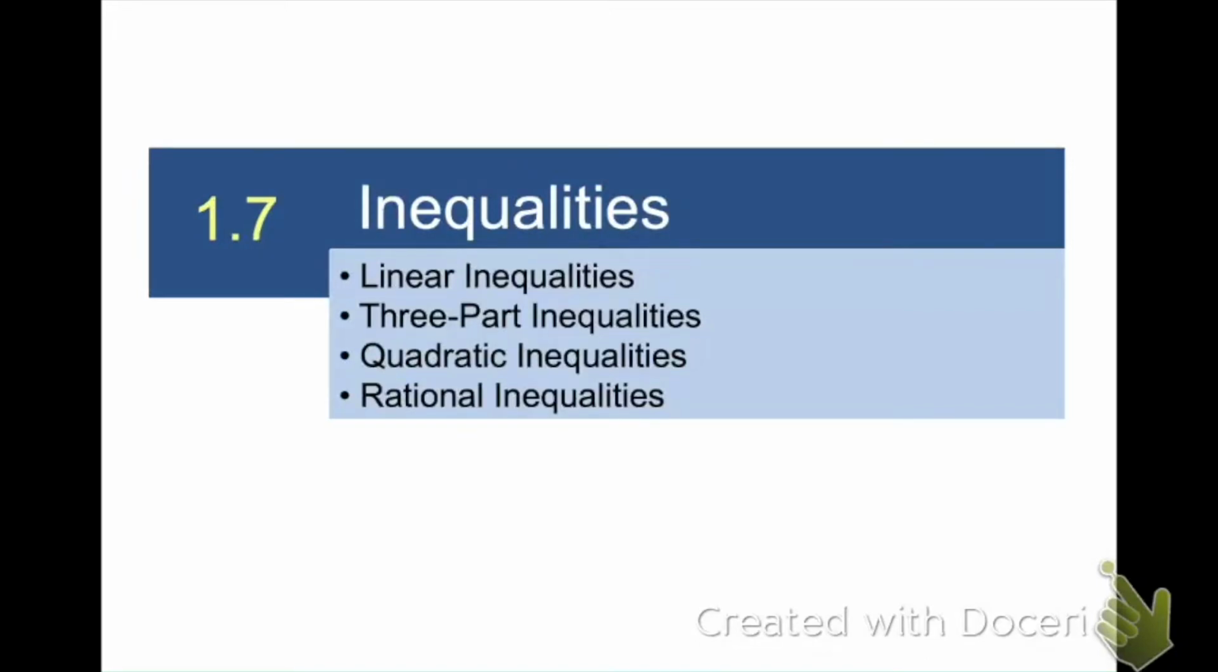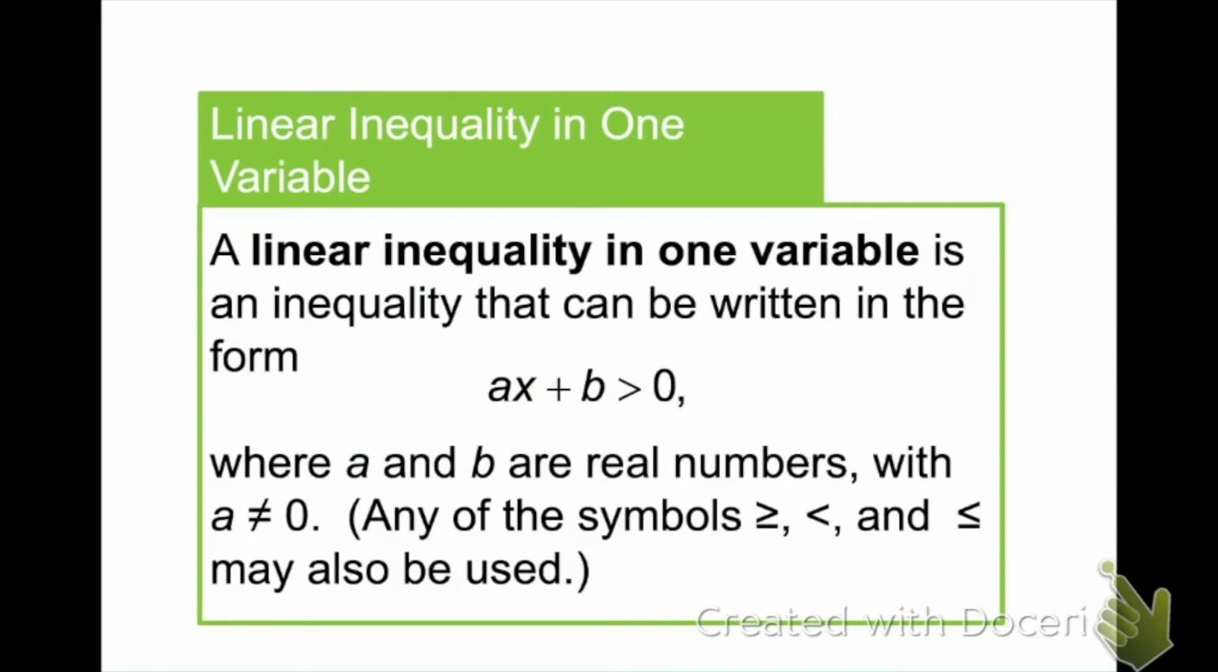Section 1.7, Inequalities. A linear inequality in one variable looks like this: ax plus b is greater than 0. We could have a greater than symbol, greater than or equal to, that's where we have the line underneath it, a less than, or a less than or equal to symbol.